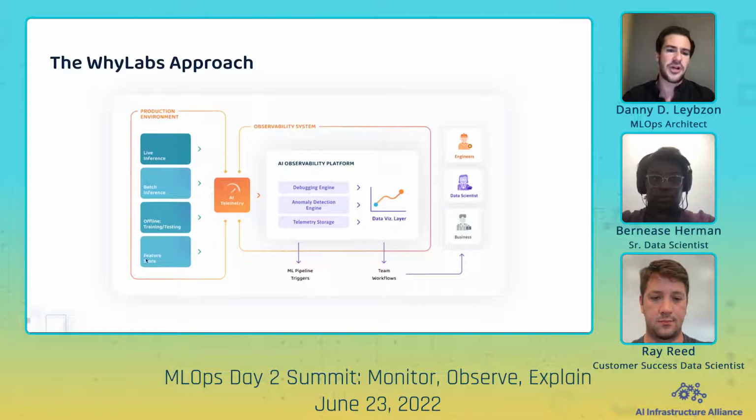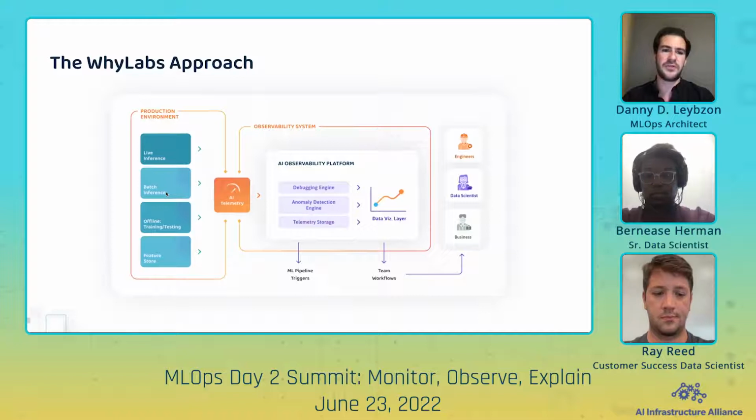So we've got a production environment, and this can mean different things at different companies, right? You could have live inference with real-time data coming in and predictions being served in real time. You can have batch inference where on a regular cadence, like every day or every week or every month, you're generating predictions. You've got your training and your testing environment. You've got a feature store. You've got all of these different things where basically models, the data that get fed to them, all of these different components of your ML system live.